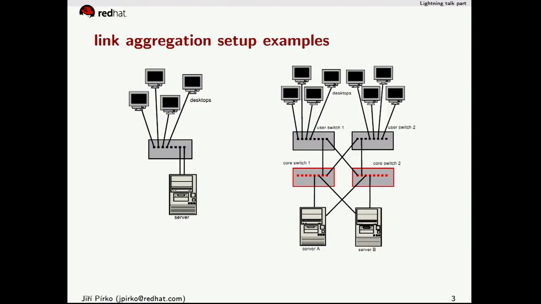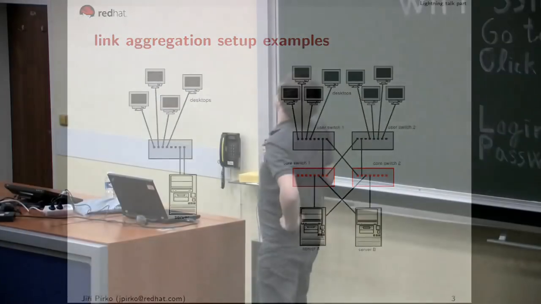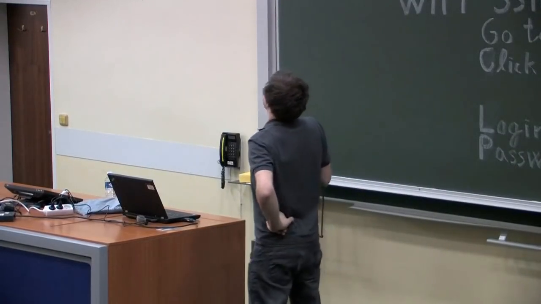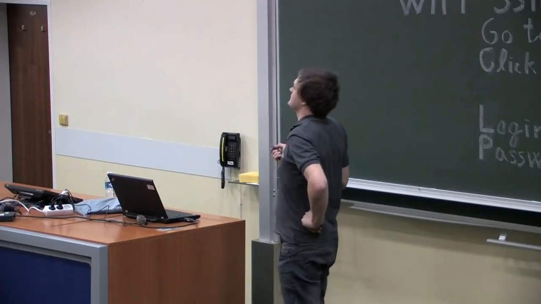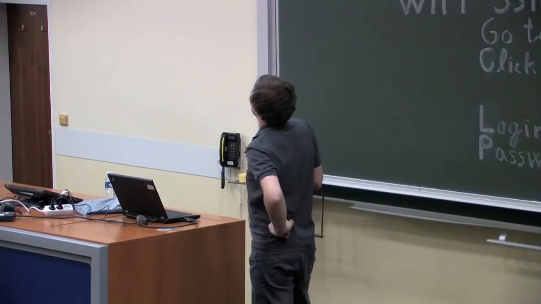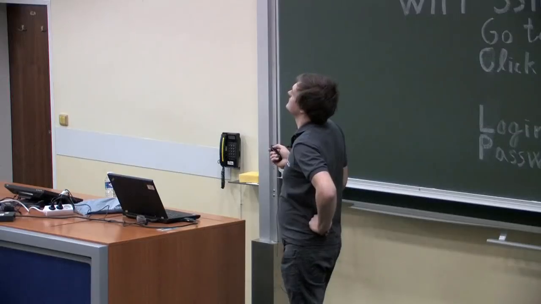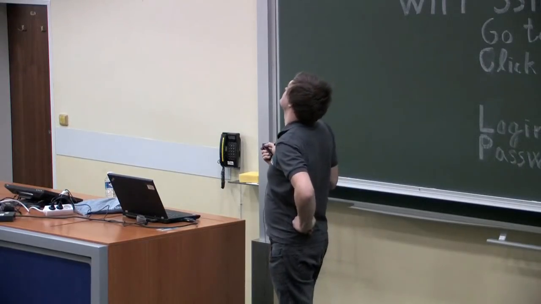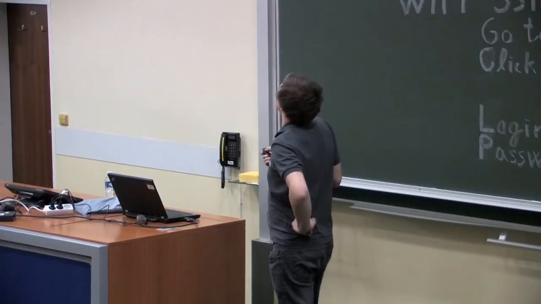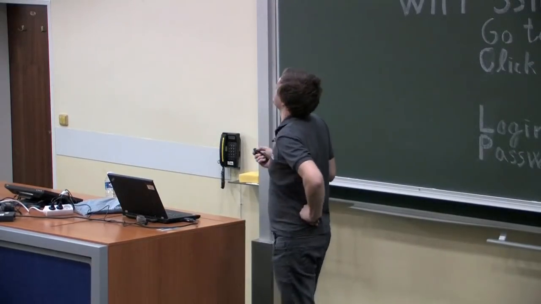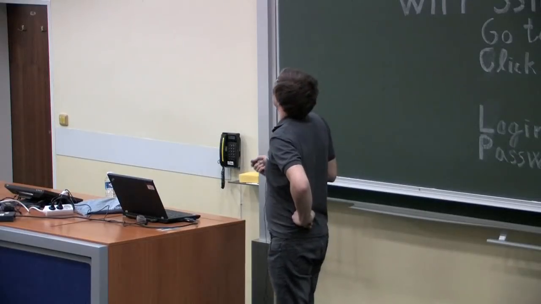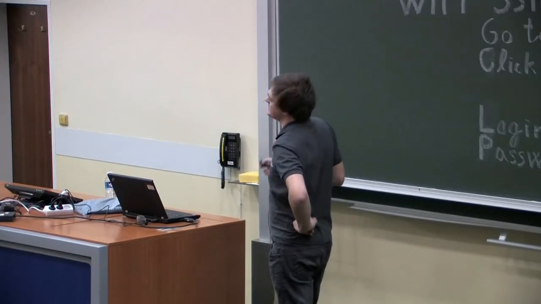There are two servers here, and as you can see, both of them are connected via one line to the one core switch, and via a second line to the second core switch. In this particular example, you can achieve a failover even if one of the switches fails. So this is not only if one link or cable is disrupted, as in this case, but even if one switch breaks. So the traffic goes through without any disruption.